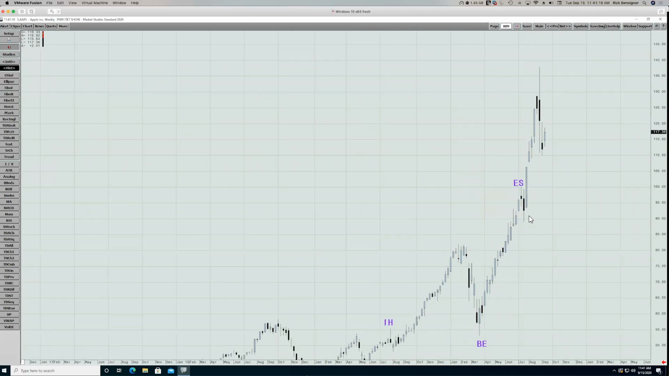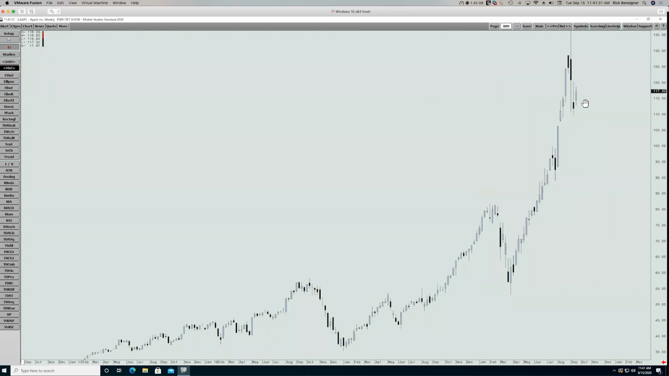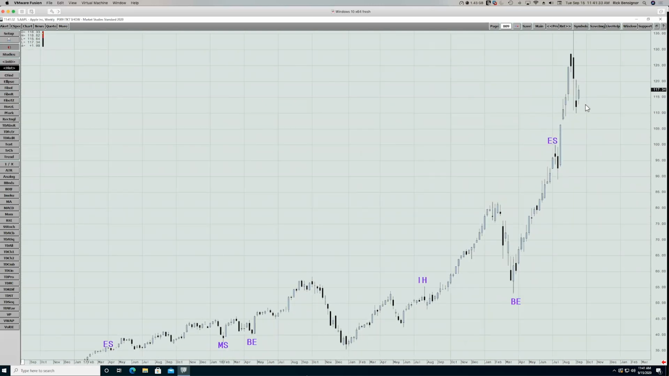Here's an evening star here, which could have easily gotten you out at the wrong time. And now since the high, we don't see much, nor was the candle that made the high anything. So, it's done okay, but in and of itself, and this is probably the most important thing I tell you, is candlesticks are not good enough on their own to be the only technical indicators that you use.